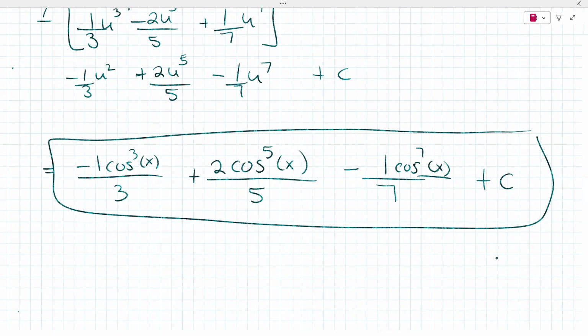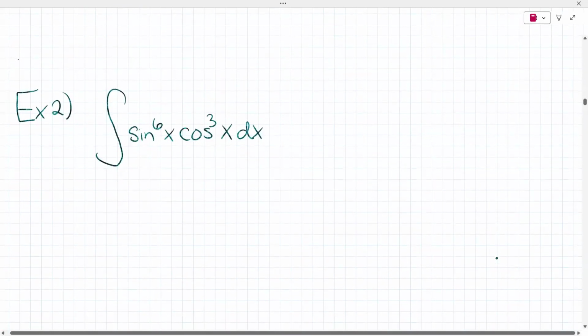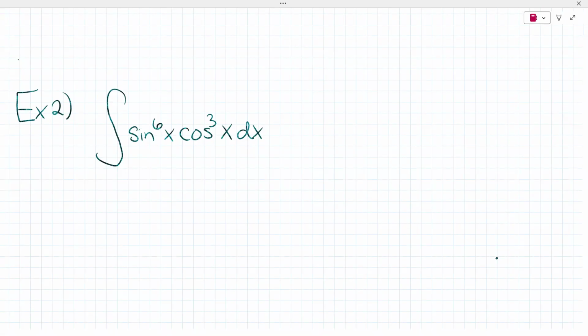Good. Let's move on to the next one. So we have the integral of sine to the sixth of x times cosine cubed of x dx. So what do we know? Our sine is even and our cosine is odd. So since cosine is odd, you're going to use OCUS.